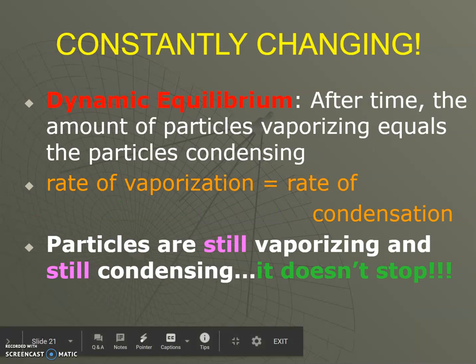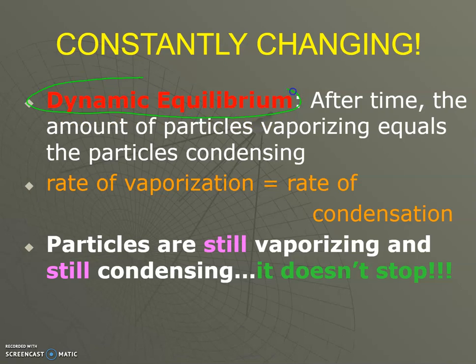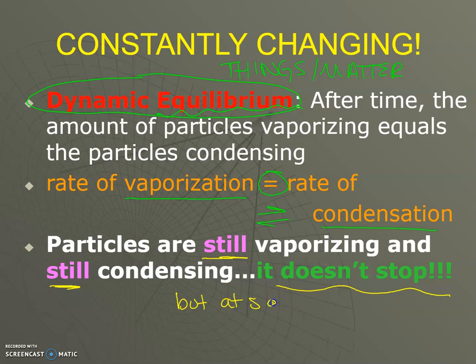All right, but one important thing to remember is that this is constantly happening. Things are always moving, okay? Matter, gases, liquids, they are always moving. All right, but they eventually get to this point at which the rate at which they vaporize and the rate at which they condense are the same. So if they're the same, they are at equilibrium. All right, and sometimes we show it with a double-headed arrow like that. Particles still vaporize and they still condense. It doesn't stop.